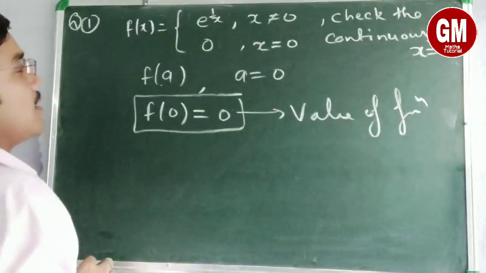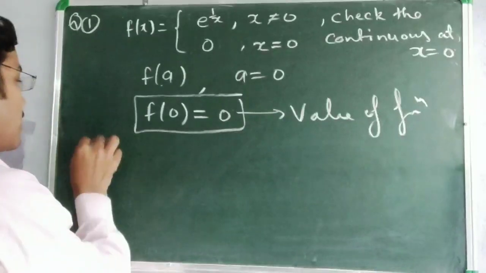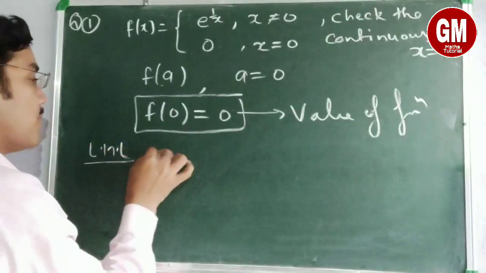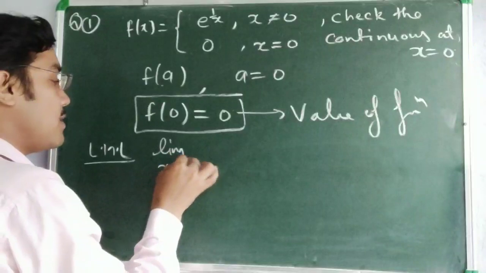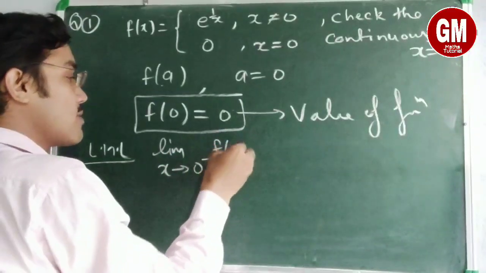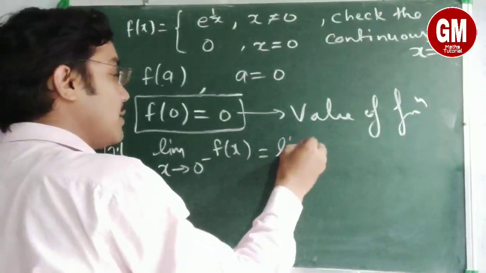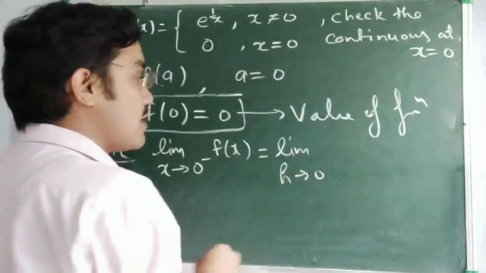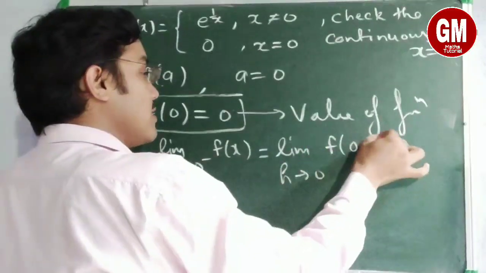Now let's discuss the left hand limit. What is the left hand limit? As we know, by the definition of the left hand limit, the limit as x tends to 0 minus of f(x) is equal to the limit as h tends to 0 of f(0 minus h).